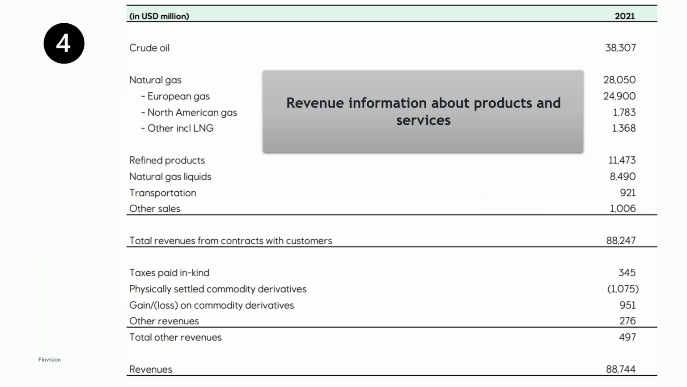If you look at information on products and services, this is, I think, again Equinor in 2021, and this is an energy company. You see they have extraction of crude oil, natural gas, refined products, natural gas liquids. These are the products and services they're explaining, not by segment again, but you need to explain your revenue split. It's not either geographic or products and services. It's really both geographical and products and services. Important to know.